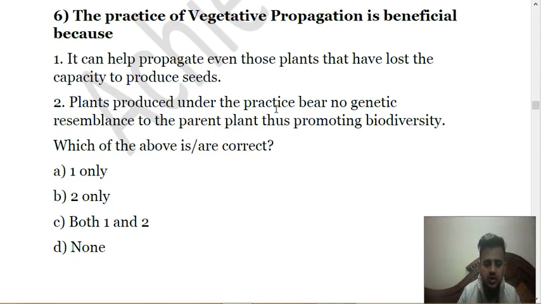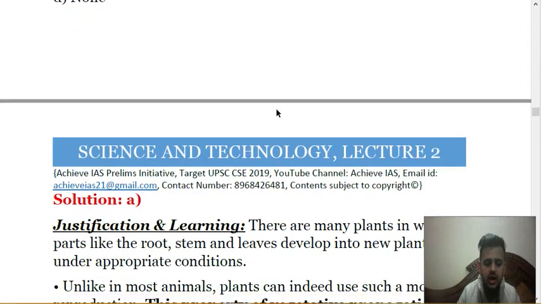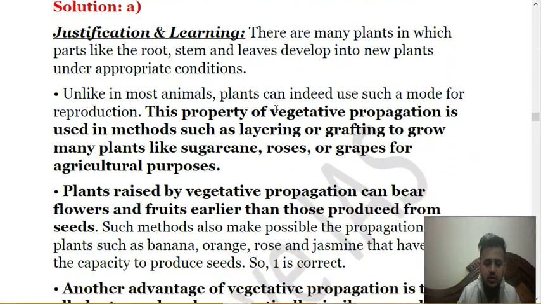So the answer is one only. So the solution would be A. So here is the justification. As I have told you, this property of vegetative propagation is used in methods such as layering and grafting. So please do ensure and keep in your mind that layering and grafting is a kind of vegetative propagation.